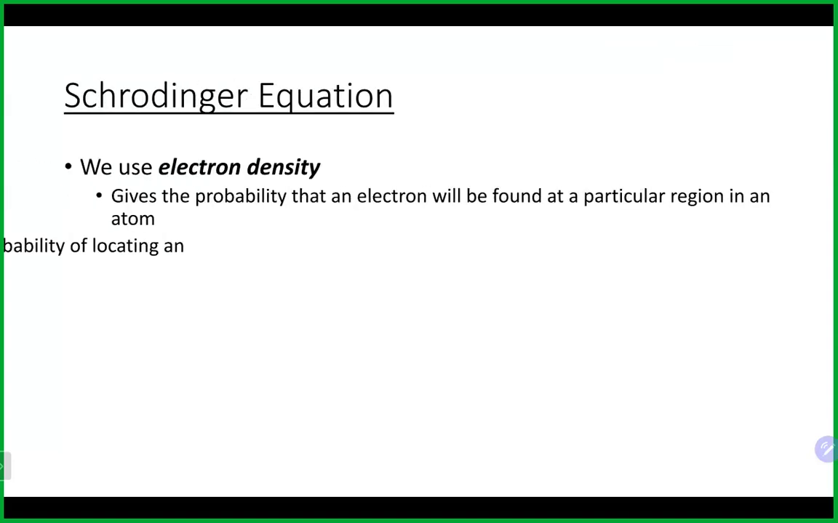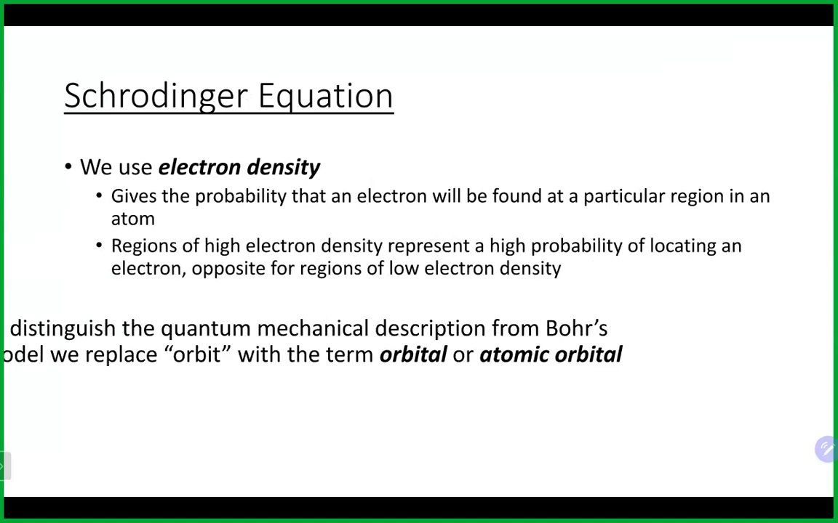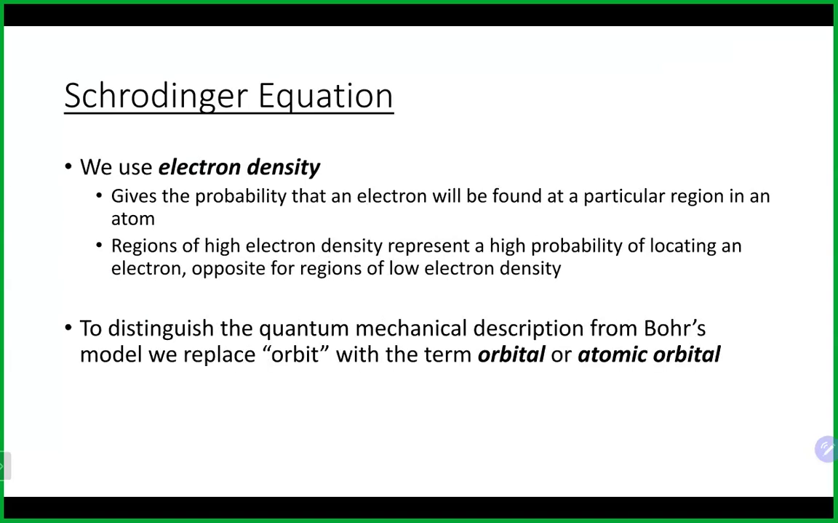Now, the last major thing that moved us away from Bohr's model of the atom was done by Schrodinger, and he did a bunch of what are referred to as Schrodinger equations. These are sometimes referred to as wave functions. It's a bunch of calculus that, if you ever take physical chemistry, you'll do a bunch of them.